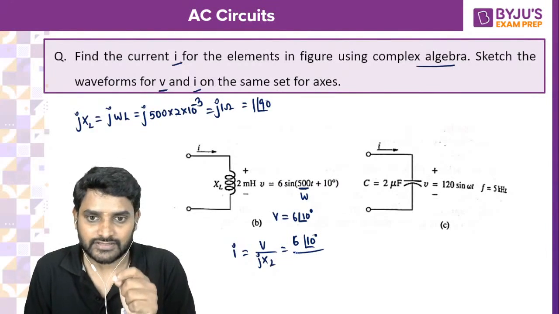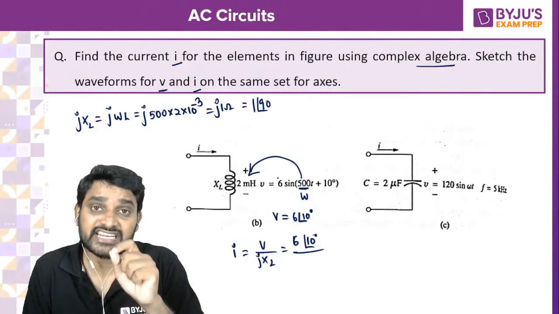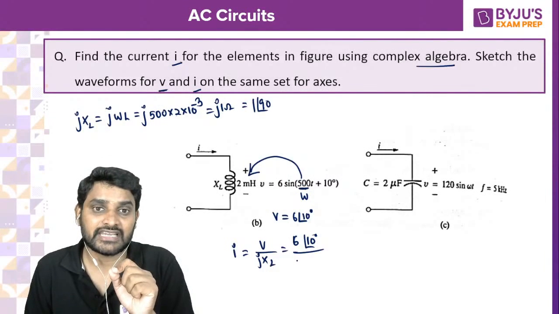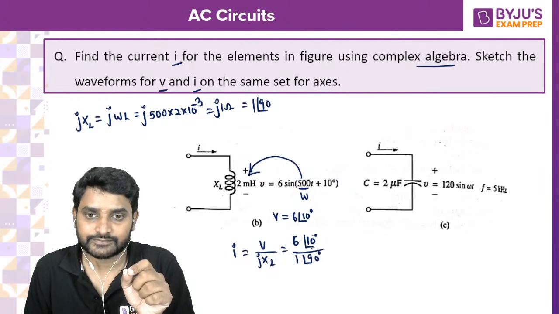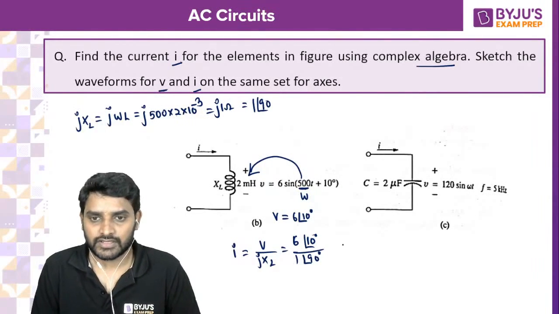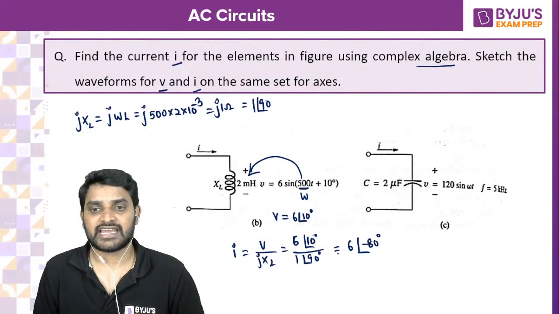Here sine is the reference. 500 omega t is the frequency. According to this frequency, you have to change the inductive reactance. Divided by jXL, which is 1 at an angle 90, you are going to get this as 6 at an angle minus 80 degrees.